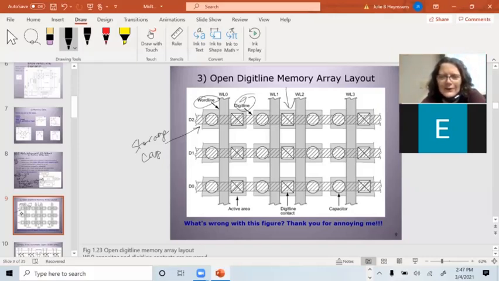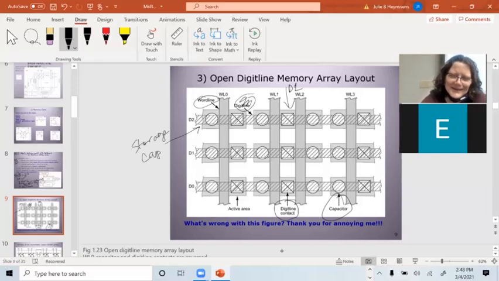This is the digit line. Well, it does say what's wrong with this figure. Yes, that is the shared digit line right there. And these are the capacitors. This is pointing to the capacitor right there. So the circles are the capacitors. The squares, see, right here it says this is the digit line contact. What's wrong with the figure?